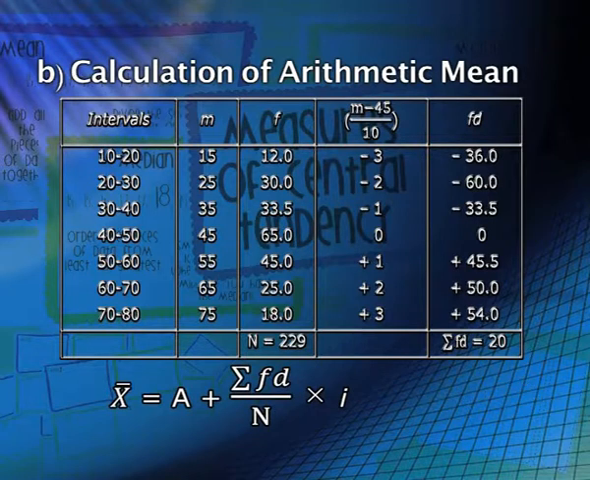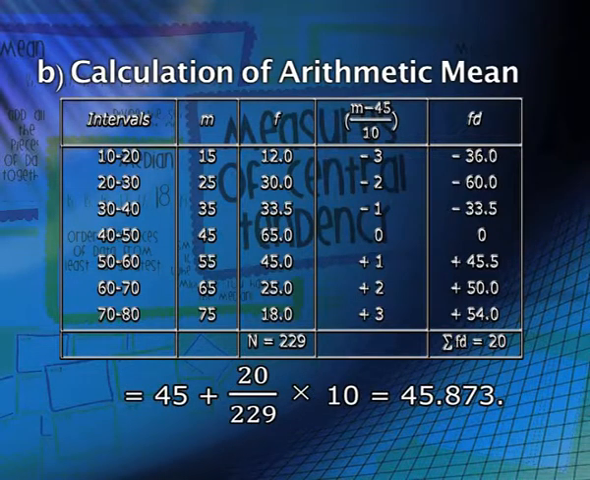Now we'll apply the formula, and the formula is x bar equals A plus sigma FD by N into small I. So that is equal to 45 plus 20 by 229 into 10, which is equal to 45.873.